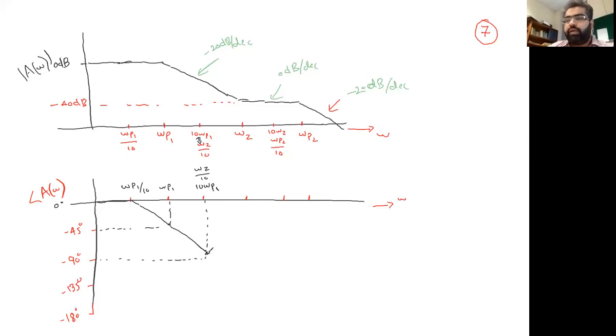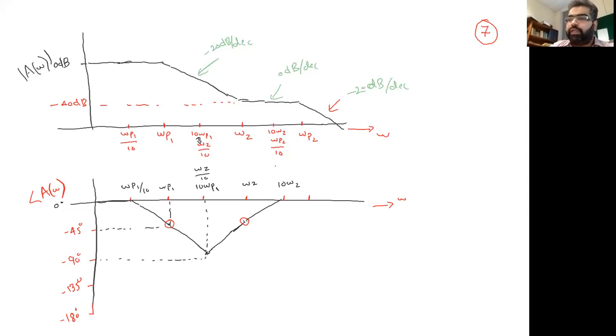So you can easily draw even the ruler of these things. And this point is what? Omega z. And what should be the angle here? Again, minus 45 degrees. What will happen? It will continue the ramp till this point. What is this point? 10 times omega z. The angle will be 0 degree again.